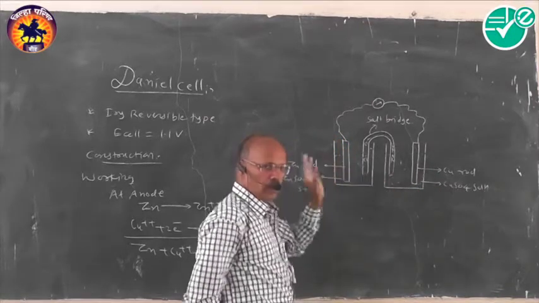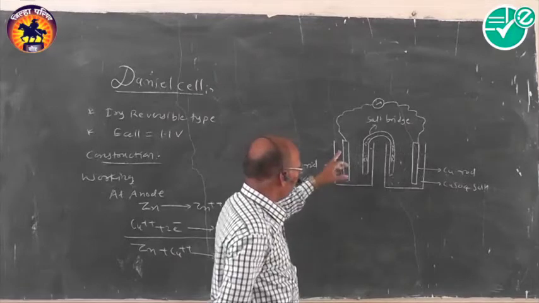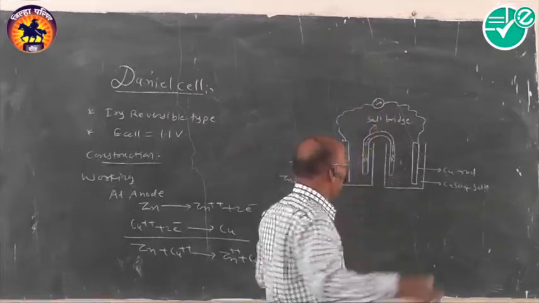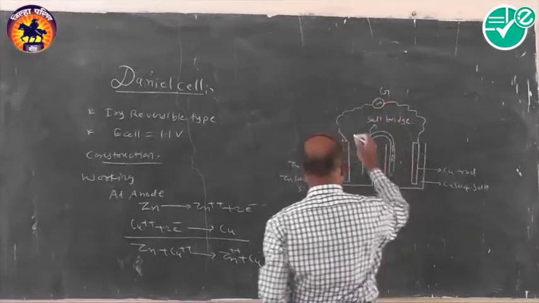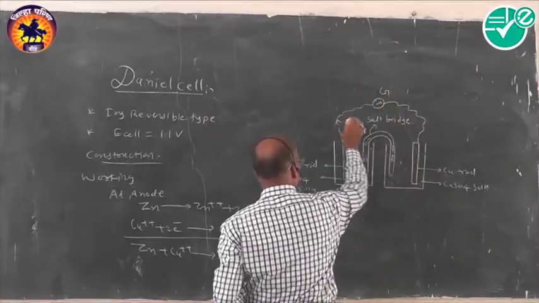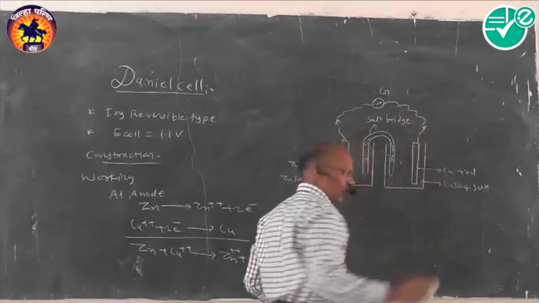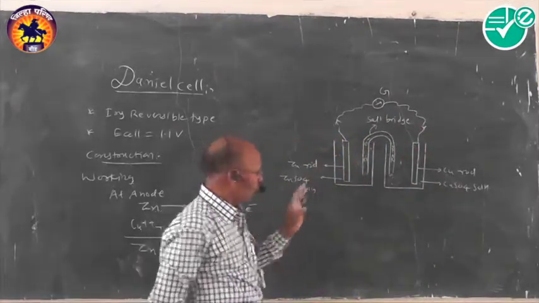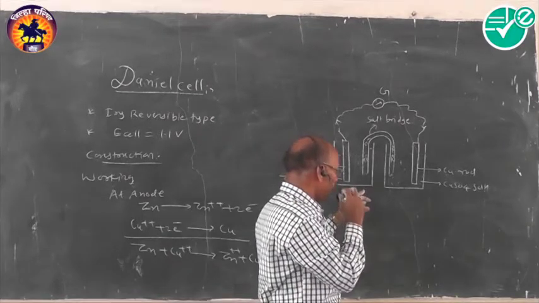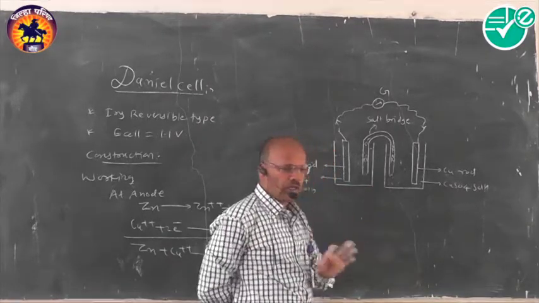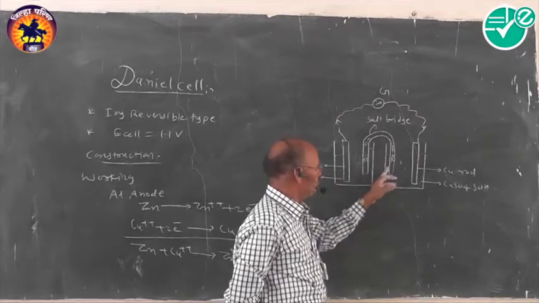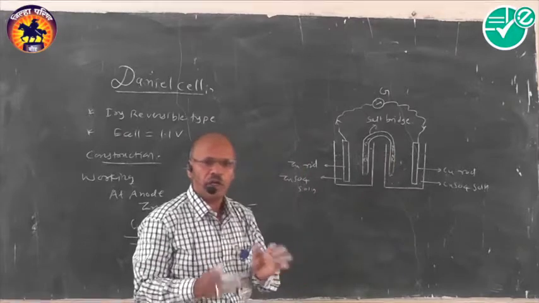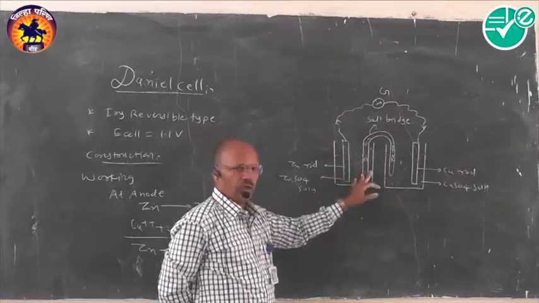Then these two rods are connected with the help of a metal wire through the galvanometer. This is the galvanometer. Electron transfer is from zinc towards the copper. So in this case, these two half cells are connected externally, and connected internally with the help of the assembly generally called the salt bridge. So this is the construction of the Daniel cell.